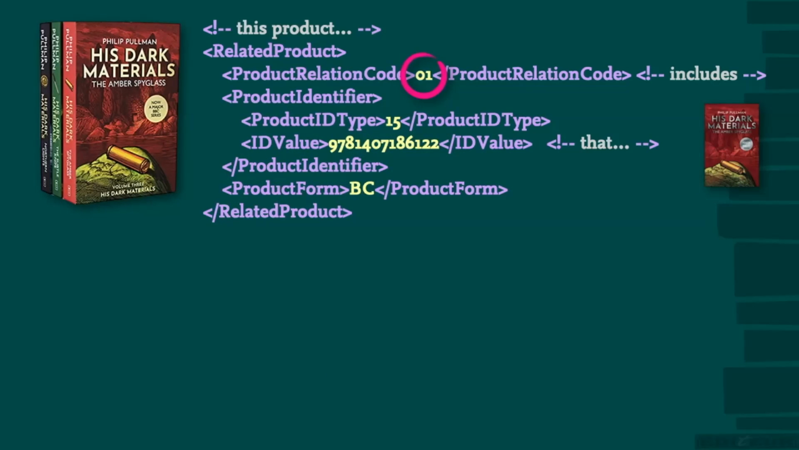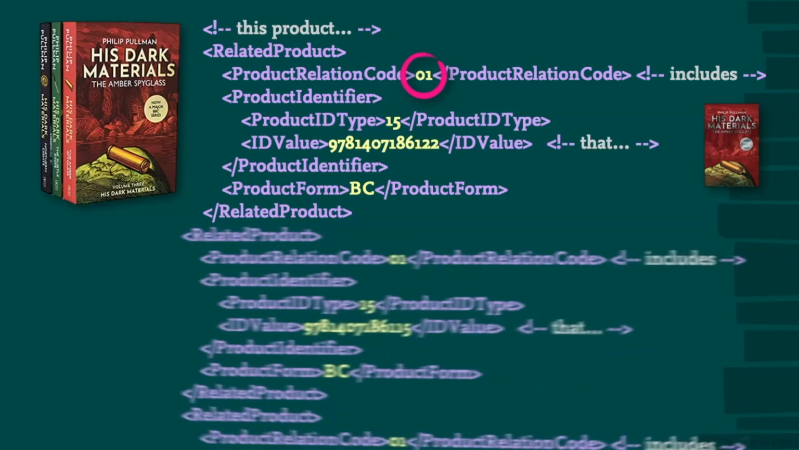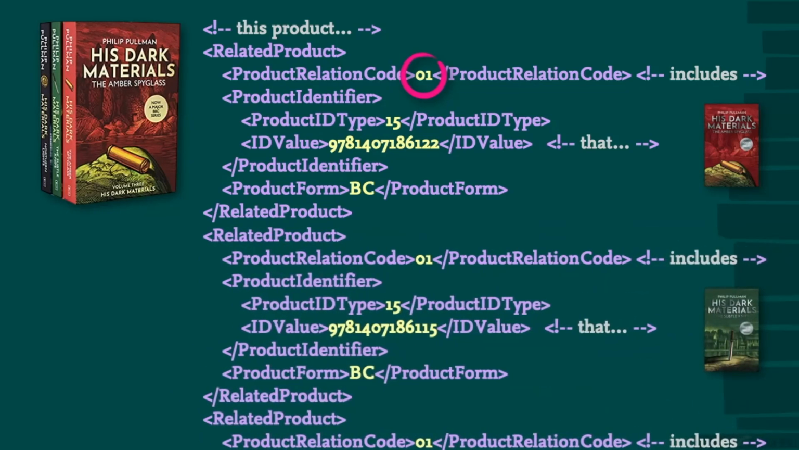Be careful of that. The box set includes more than just a single book, of course, so you have further repeats of related product. The second related product composite says that the box includes the second book. And of course, you have a third related product down below.